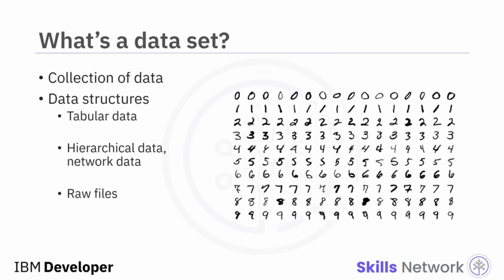A dataset might also include raw data files such as images or audio. The Modified National Institute of Standards and Technology, or MNIST dataset, is popular for data science. It contains images of handwritten digits and is commonly used to train image processing systems.